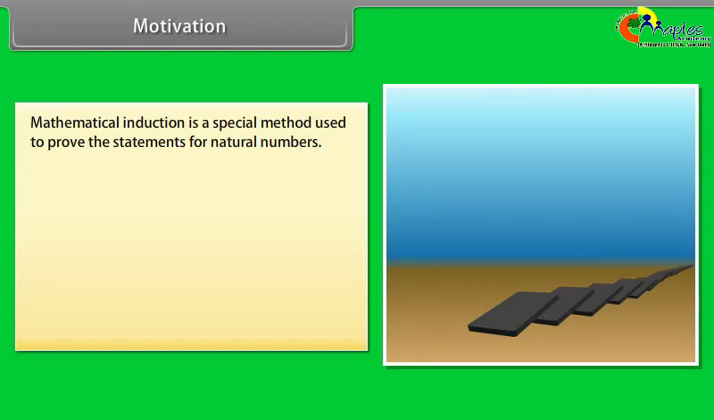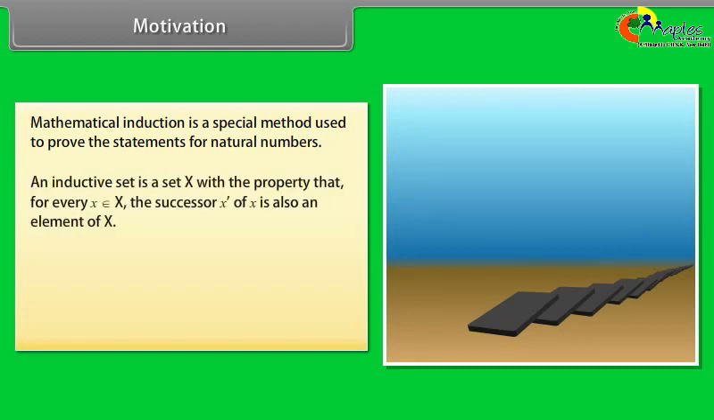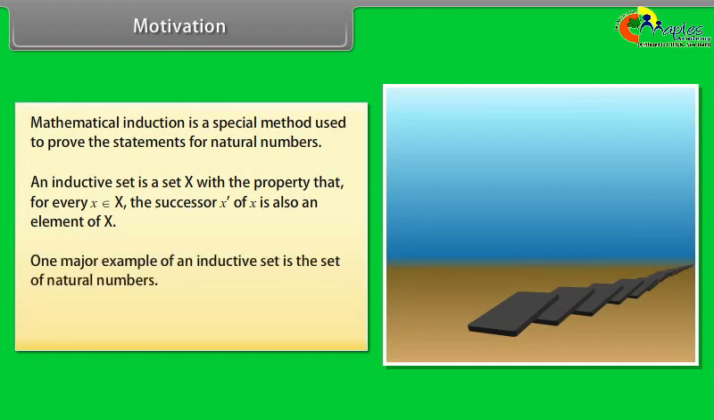It shows the induction. An inductive set is a set X with the property that for every x belongs to X, the successor x' of x is also an element of X. One major example of an inductive set is the set of natural numbers. The set of natural numbers is denoted by capital N.